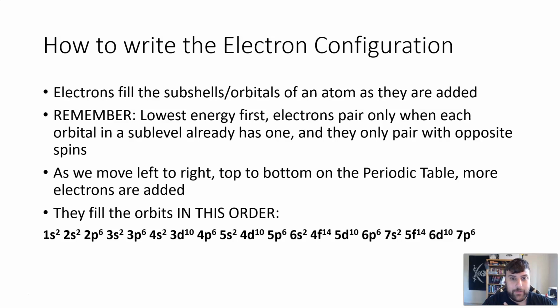Lowest orbital, 1s. So 1s2, and then 2s2, 2p6, 3s2, 3p6, 4s2, 3d10, 4p6, 5s2, 4d10, 5p6, 6s2, 4f14, 5d10, 6p6, 7s2, 5f14, 6d10, and 7p6. Like I said, I want you to copy this into your notes.